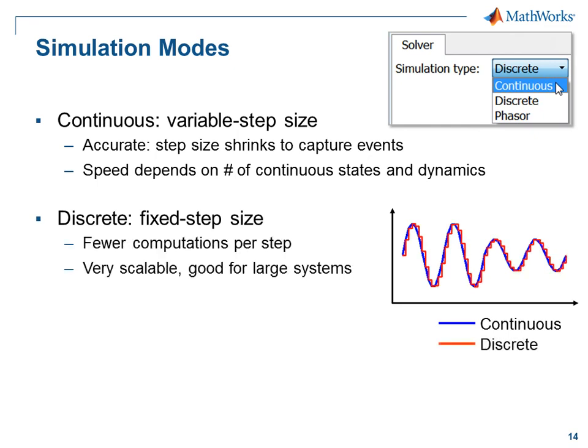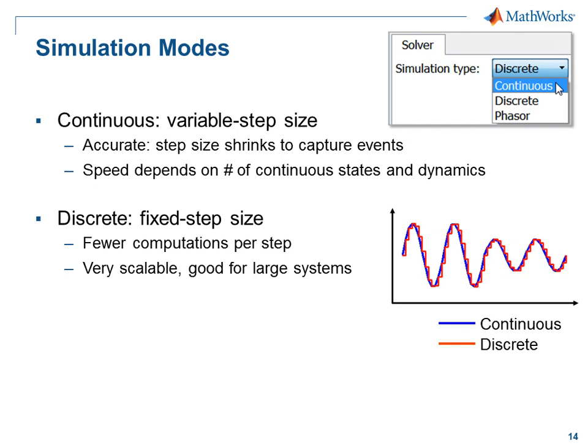Discrete simulation mode uses a fixed step size. It performs fewer computations per step and can step over some of the events in your simulation. This is a very scalable mode of simulation and is good for large systems. However, you'll need to verify that the step size you choose is small enough to capture important events in your system.